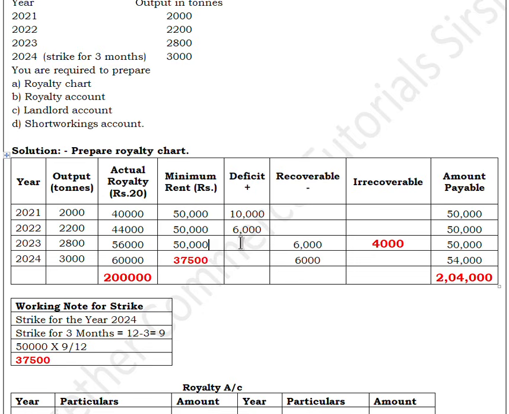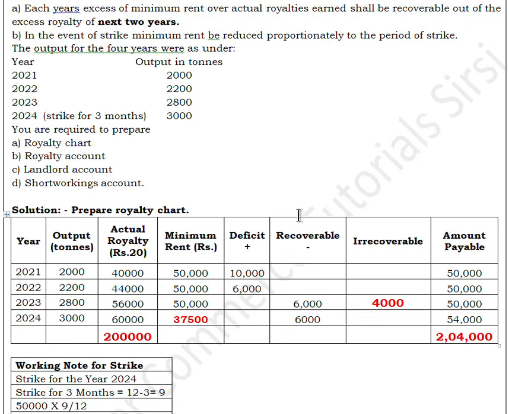So whenever in the deficit column, you should remember that if the answer comes negative, then only you should write the entry. If it is positive or if there is an excess amount, you should not write it here. For example, 56 minus 50 gives you 6,000. So that 6,000 should not be written here. Then similarly, 60,000 minus 37,500, you will be getting the answer in the positive sense. That's why you should not be writing it. So this is how you solve the deficit column. Now coming back to the recoverable column.